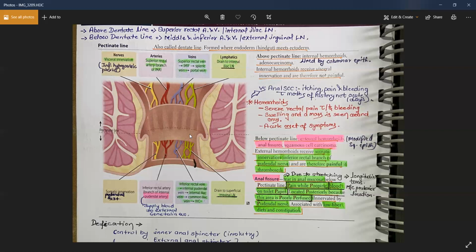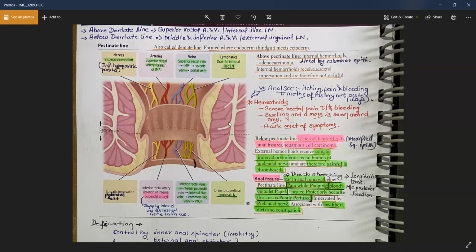Thank you. Okay. So above the pectinate line, you will have the internal hemorrhoids. Because all of the cells are columnar cells here, they will be lined by the columnar epithelium. Internal hemorrhoids receive the visceral innervation, and that's why they are not painful. Very important. Now, below the pectinate line, the innervation is a somatic innervation, and whenever external hemorrhoids occur, they are always very much painful because of this somatic innervation.